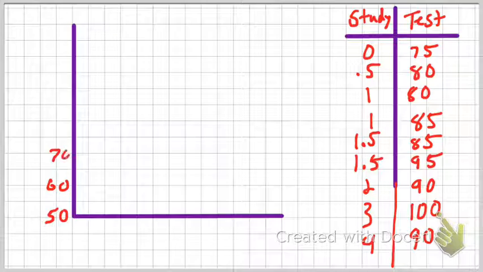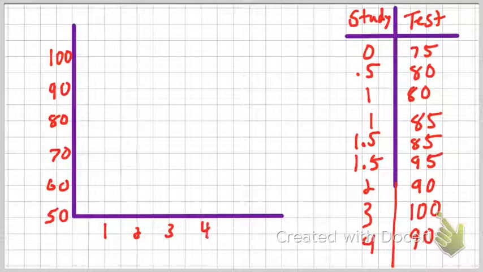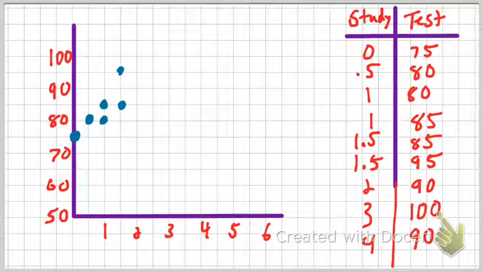All right, let me take the time to draw this graph. Most of y'all should have it in front of you in your book. Okay, so as we plot these, we've got 0 and 75, 0.5 and 80, 1 and 80. Does everybody see how we're graphing these? Taking it straight from the table that they gave us. 2 and 90, 3 and 100, and then 4 and 90.